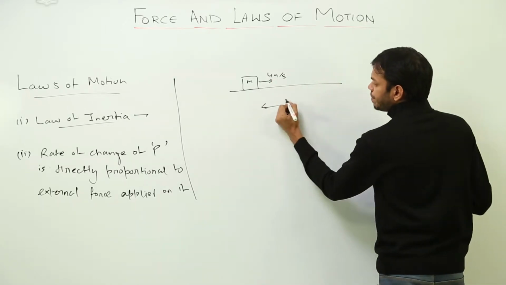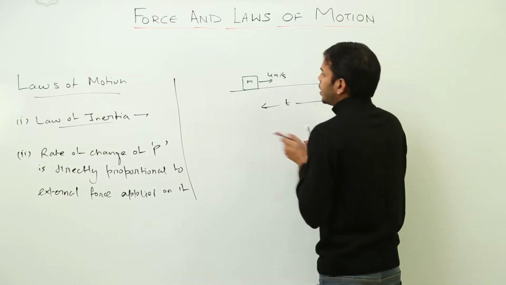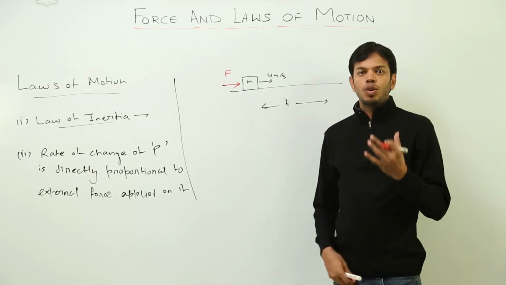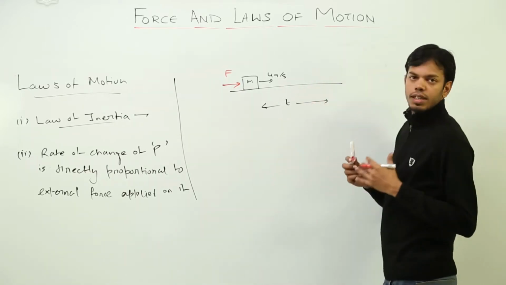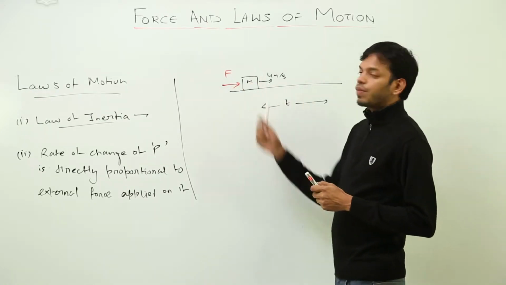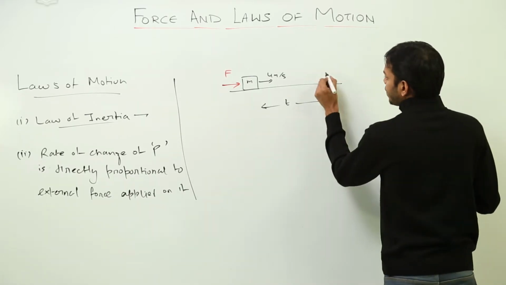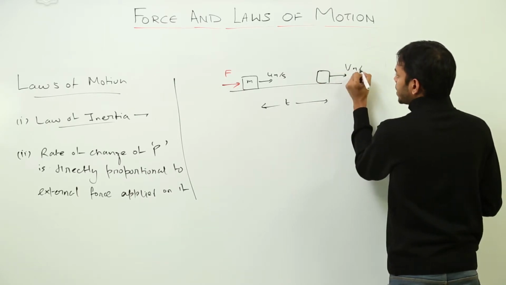After t time, due to application of a force F on this body, the force is measured in what? Newtons. But this is where the concept of SI unit comes into play. Now this body is acted upon by this force of F units, and now the body after t interval is moving with velocity v meter per second.